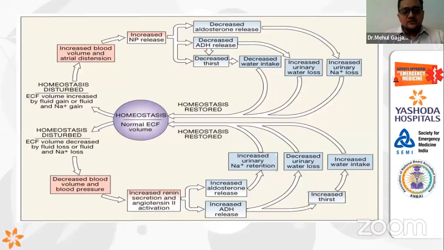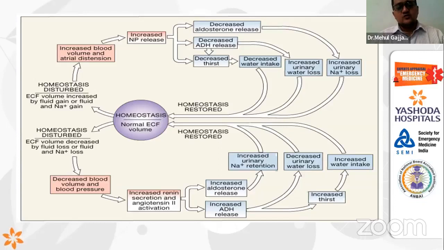Whenever there is a disturbance in homeostasis and ECF volume is disturbed, whenever there is a decrease in the ECF volume, which leads to a decrease in the blood volume and a decrease in the blood pressure, the renin-angiotensin system as well as ADH release is stimulated. So whenever there is aldosterone release, there is increased urinary sodium retention, while ADH release causes decreased urinary water loss as well as increased thirst, which re-establishes the normal ECF volume.